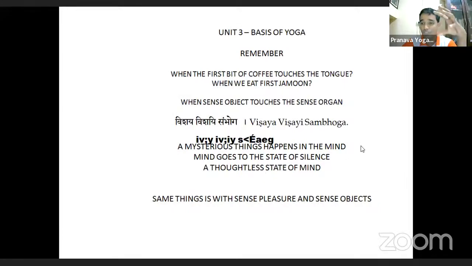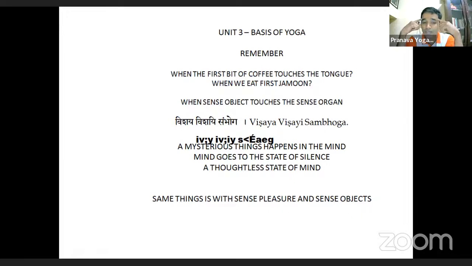Vishaya vishayi sambhogaha. When the object of enjoyment comes in contact with the tongue, vishaya is the object of enjoyment, and vishayi is that which is enjoying. Both come together when, for example, that gulab jamun comes in contact with my tongue. Something mysterious happens in the mind. When that object of enjoyment comes in contact with the sense organ, the mind goes to a state of silence. A thoughtless state of mind occurs.